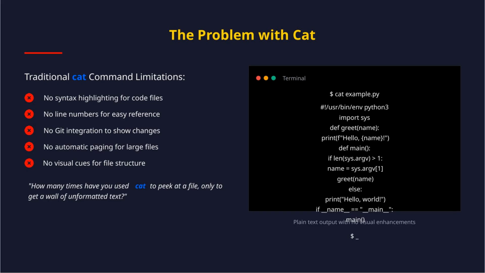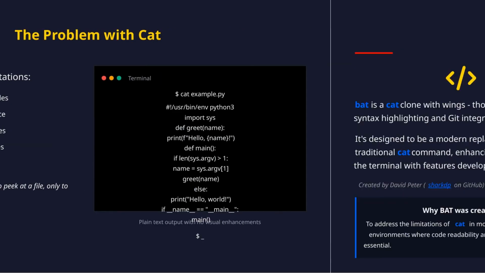And if you're working with Git, which, let's face it, we all are these days, cat has absolutely no idea what's changed in your files. It's like it's completely oblivious to your entire development workflow. Plus, and this is something that really bugs me, when you're dealing with large files, cat just dumps everything to your screen. No paging, nothing. It's just overwhelming, you know?